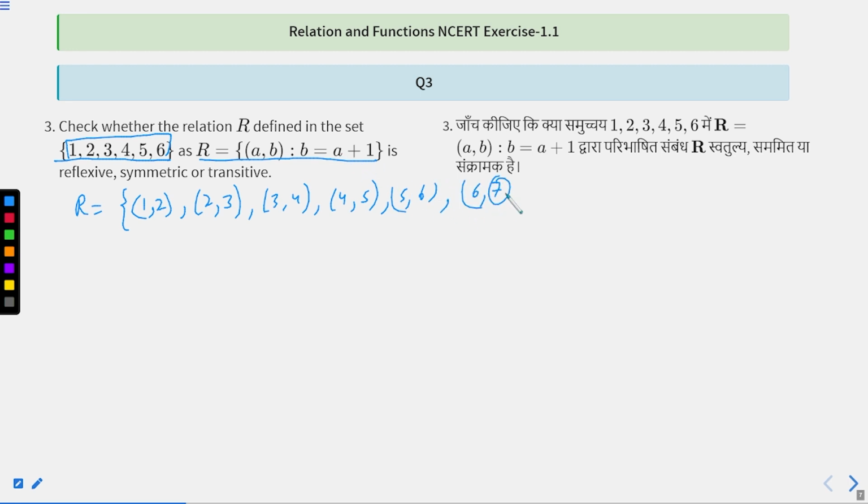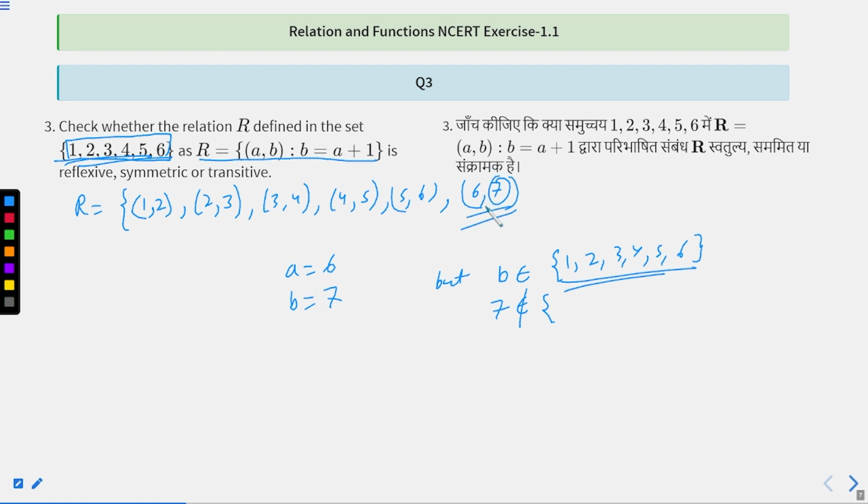But if A is 6, then B will be 7, and we know that B must be in this set, which is 1, 2, 3, 4, 5, 6. But B is 7, and 7 doesn't belong to the given set. So this pair will not be in our relation, so we don't write it. So the possible pairs are (1, 2), (2, 3), (3, 4), (4, 5), (5, 6). I hope this is very clear to you.